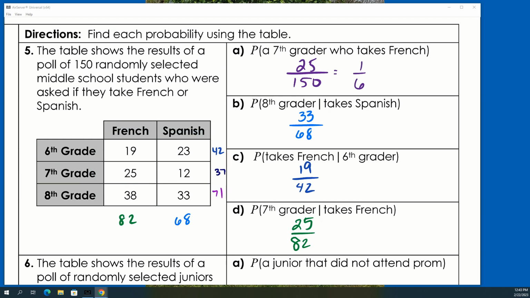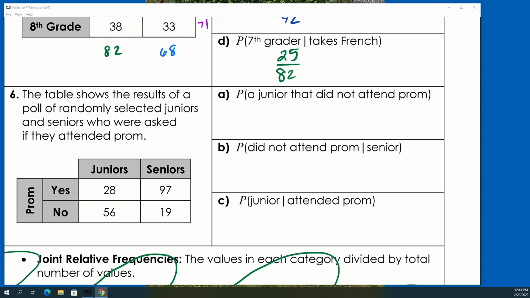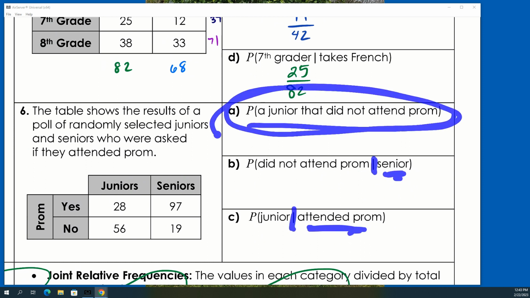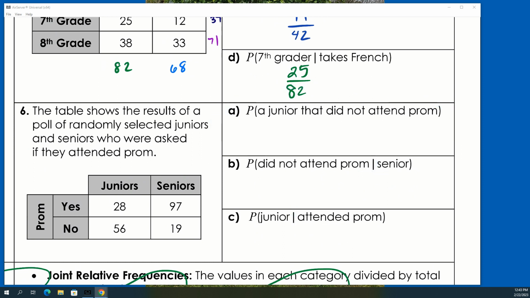Okay, we're going to do one more. And this question is about a table that shows a poll of randomly selected juniors and seniors who were asked if they attended the prom. Now, again, conditional probability is only a situation where you have this bar. So on this one, we know we're talking about seniors. On this one, we know we're talking about people who attended the prom. On the first one, we're talking about everybody. All right, so I added up all the people who were asked this question, and that was 200 people.